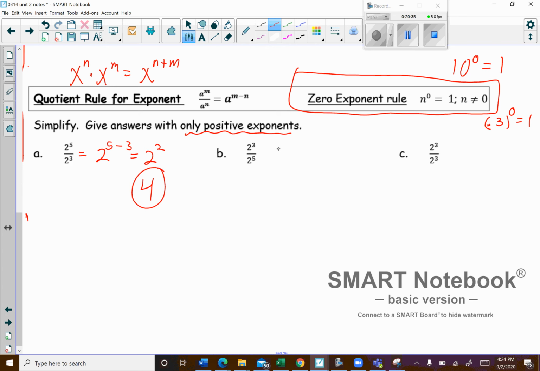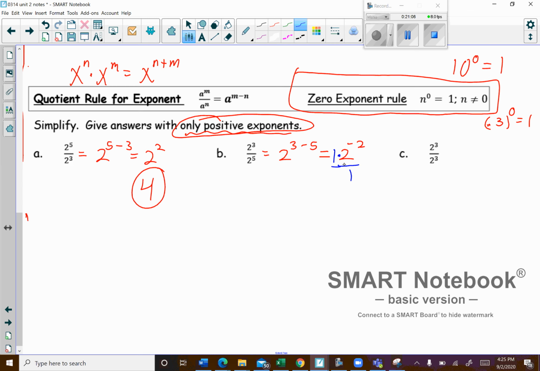Okay, on part B, let's see. I've got 2 to the power of 3 divided by 2 to the power of 5. So this time I have to subtract the 5. And so I end up getting 2 to the power of -2. But it said only positive exponents. So I'm going to have to use the rule I learned from up above, where I'm going to flip the base 2 down below, and its exponent will become positive. And so there's an understood times 1 on top.